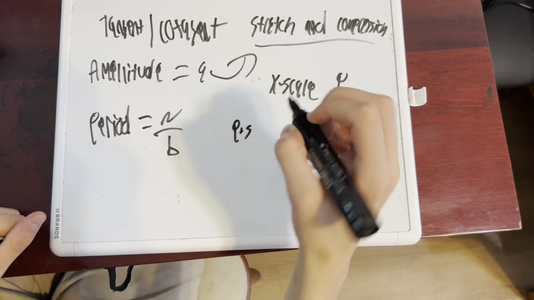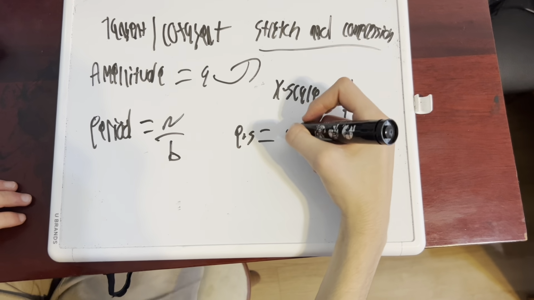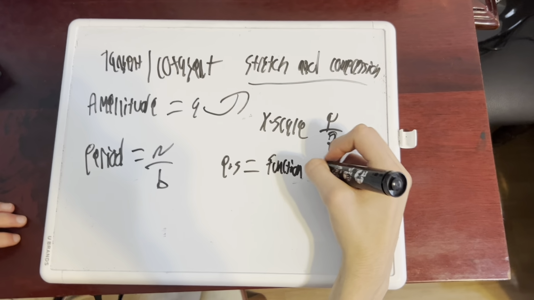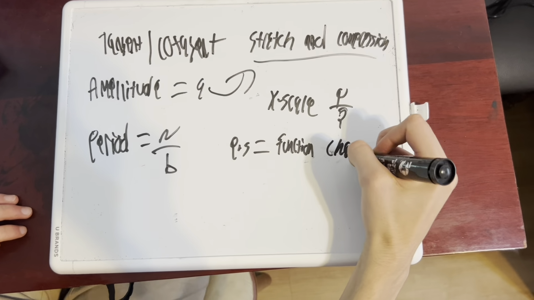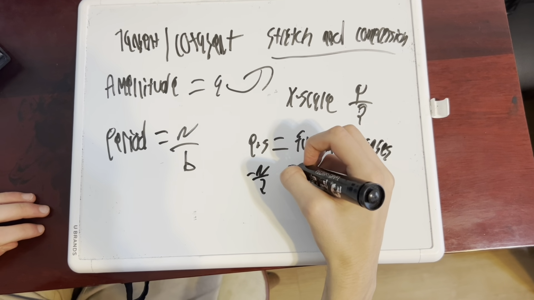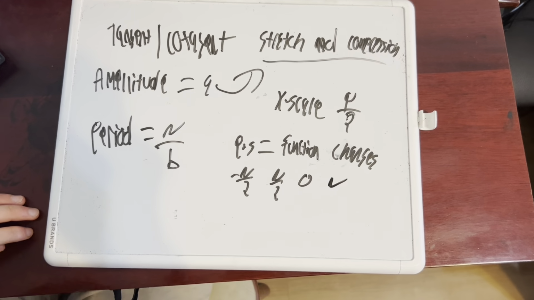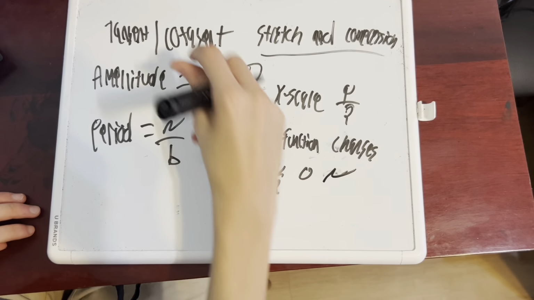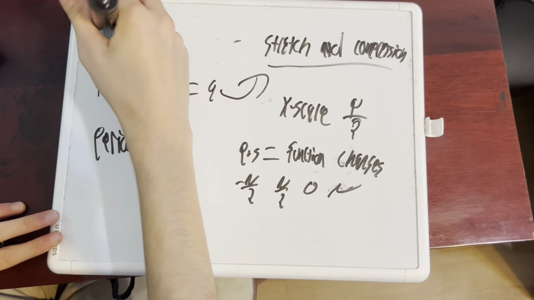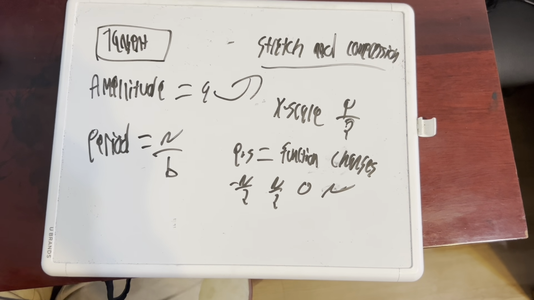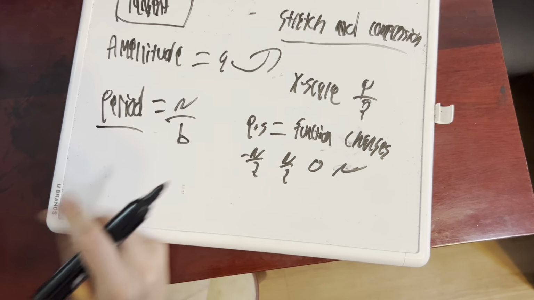Phase shift. What changes now is we have different endpoints. You can choose your intercept or your asymptote, but your function changes. It depends on your endpoints. You can either have negative pi halves and pi halves as your asymptotes, or you can have 0 and pi. And again, this is not for cotangent. For cotangent, it's going to change a bit. So let's just say this is for tangent. I'm just going to focus on tangent for this video. Cotangent, I'm going to be doing in my next one.